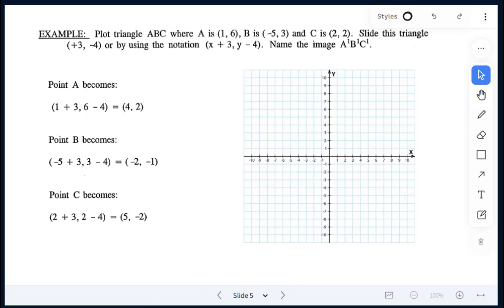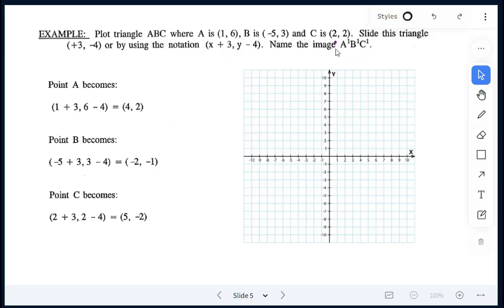We have to plot our triangle ABC. Our points are given. A is at 1, 6, B is at negative 5, 3, and C is at 2, 2. Then we're going to slide this triangle in this direction. Our X direction is positive 3. Our Y direction is negative 4. So it's shown as this notation, X plus 3, comma, Y minus 4.